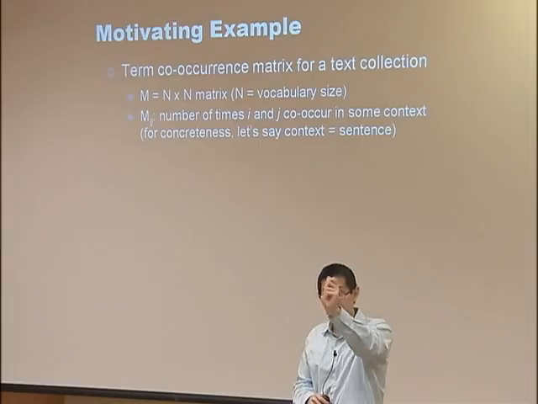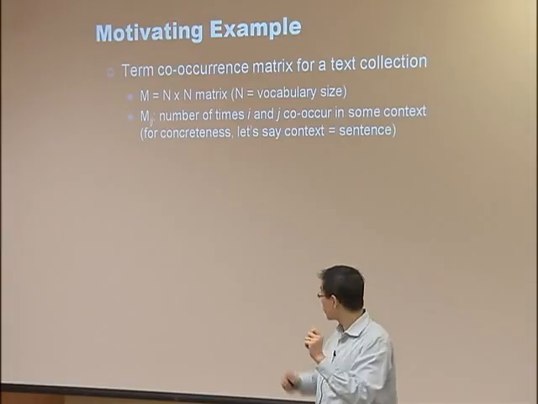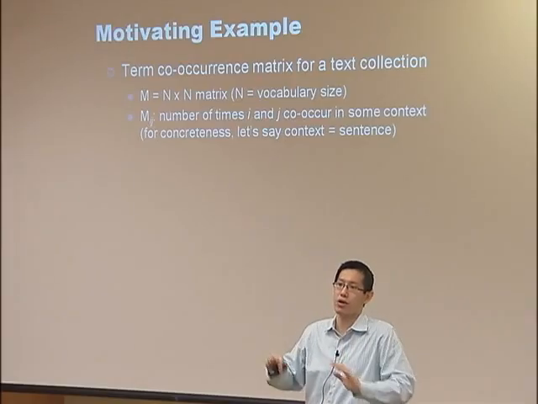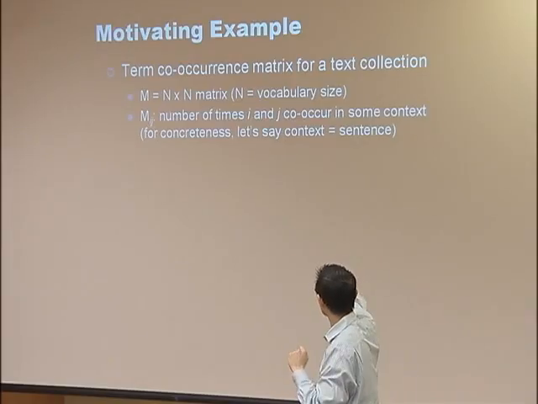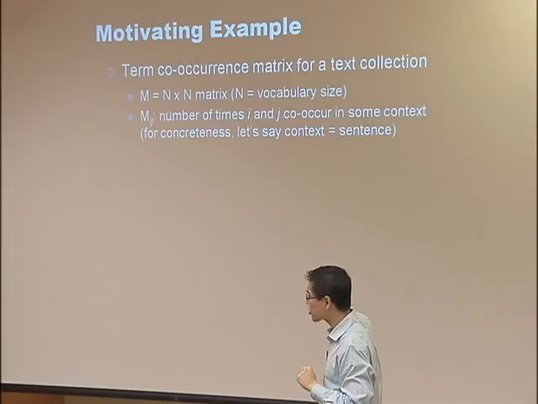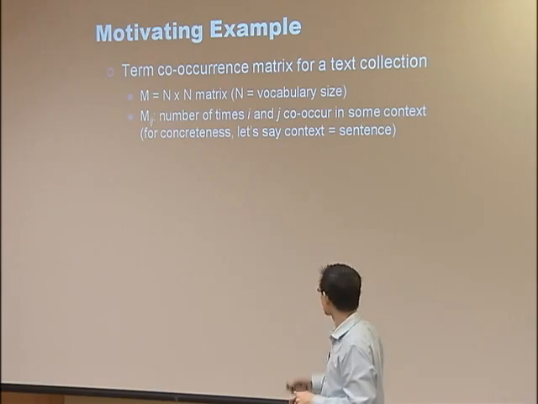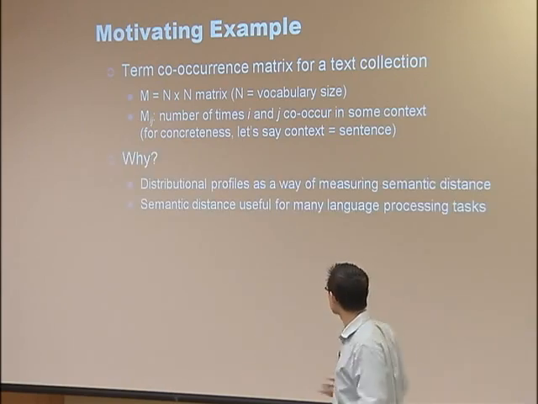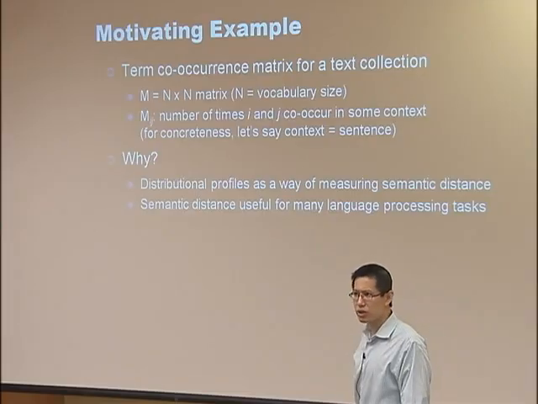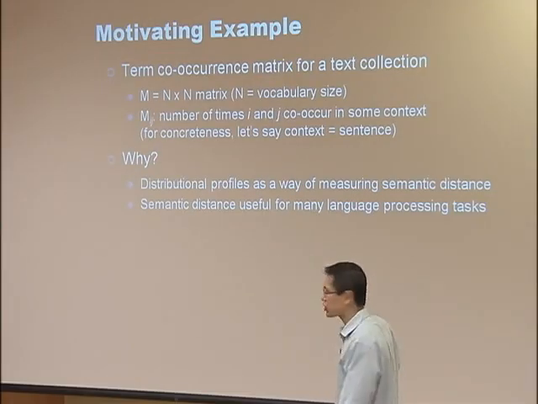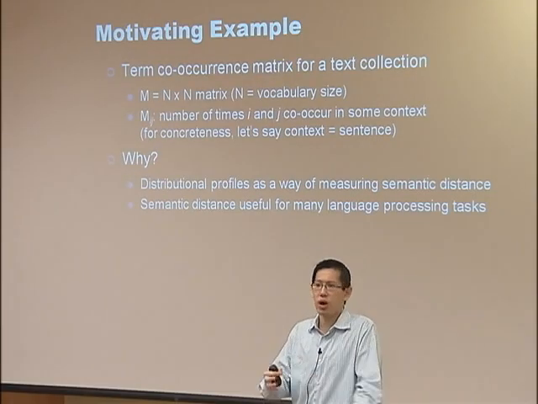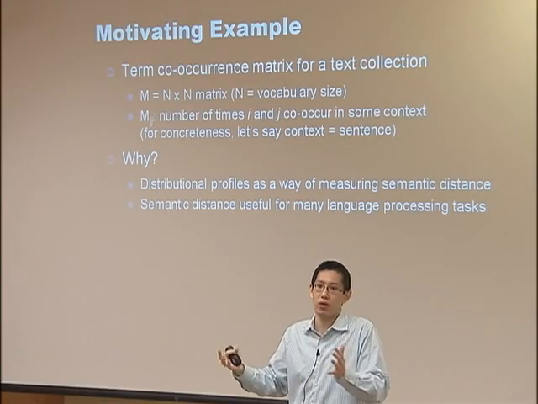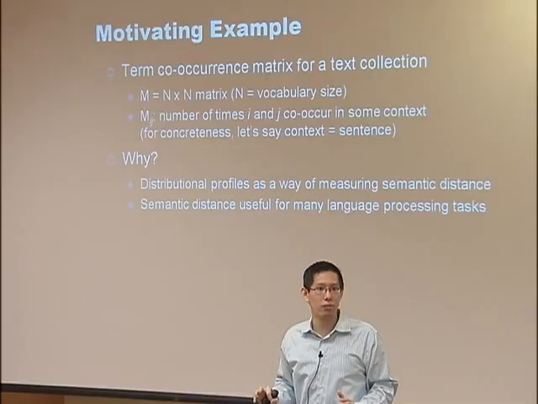And if two words co-occur in some context, a sentence, let's say, or a paragraph, there's an entry in that cell of the matrix that tells the number of times that it co-occurs. Okay, why would you want to do this? You would do this, for example, if you wanted to measure semantic distance. Okay, so if you want to find out if these two words are similar, are they synonyms of each other, or are they related somehow?